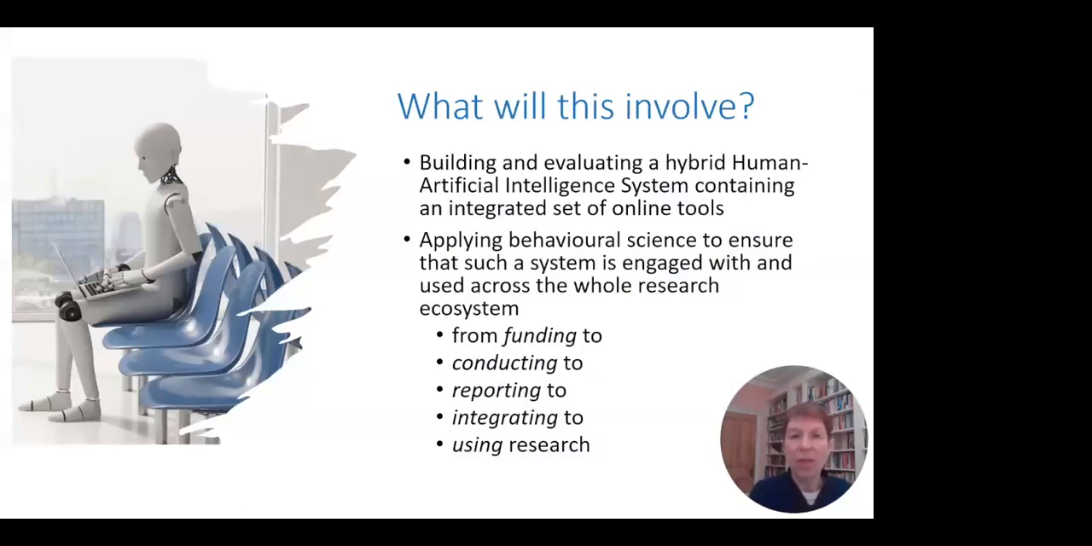So what will this involve? It will involve building and evaluating a hybrid human artificial intelligence system containing an integrated set of online tools. It will also involve applying behavioural science to ensure that such a system is engaged with and used. So we're using behavioural science to actually understand researcher behaviour and think about how best to change it. And when I say across the whole research ecosystem, this includes funding, conducting research, reporting research, integrating evidence, and finally using research.